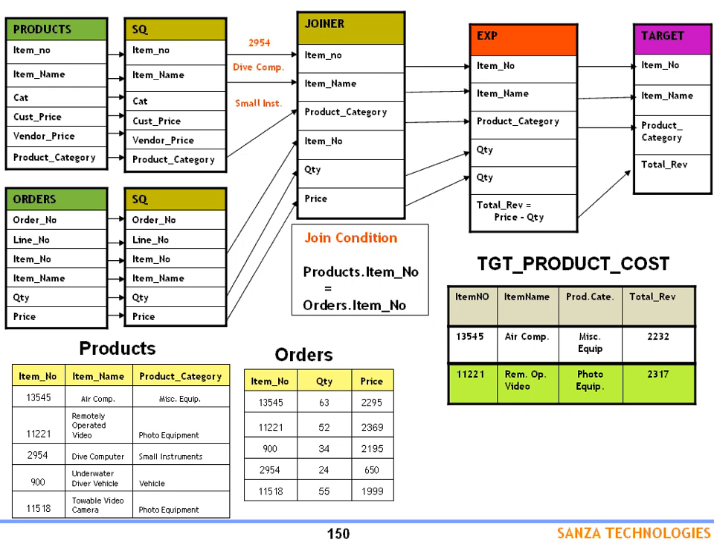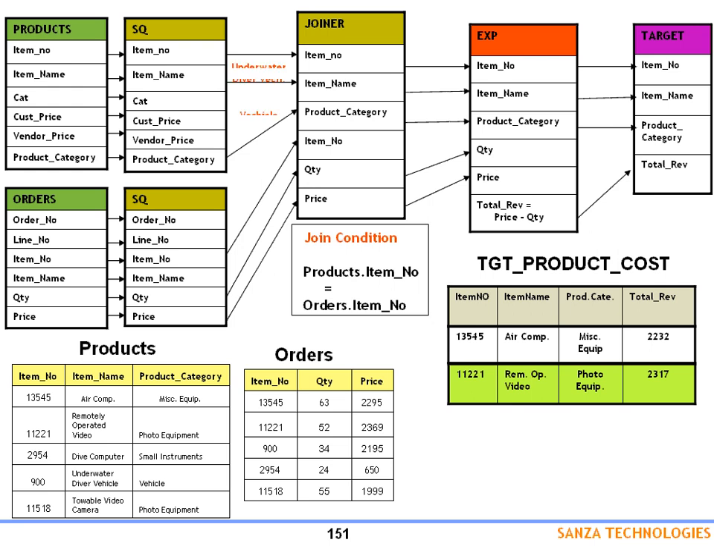Then the third record comes in, 2954, and the third record from your orders file comes in, 900. This item number and this item number are not equal, so it will drop the record. If the condition fails, the joiner will drop the record.